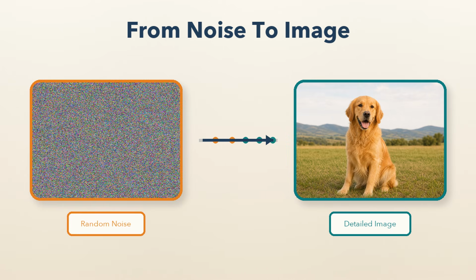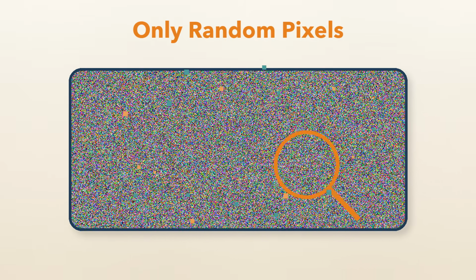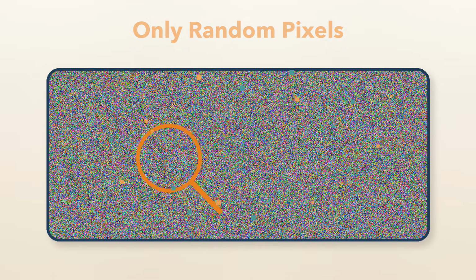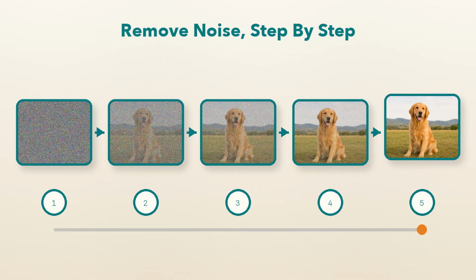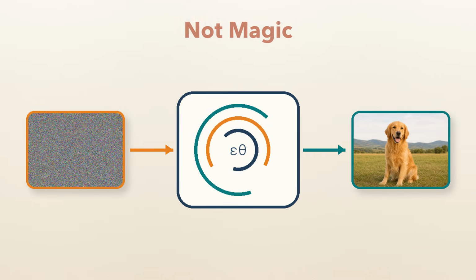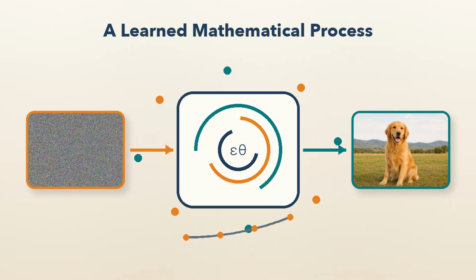A diffusion model can create a detailed image from pure visual noise. At the beginning, there is no face, landscape, or object, only random pixels. Step by step, the model removes the noise until an image appears. But this is not magic. It is a carefully trained mathematical process that learns how images are structured.